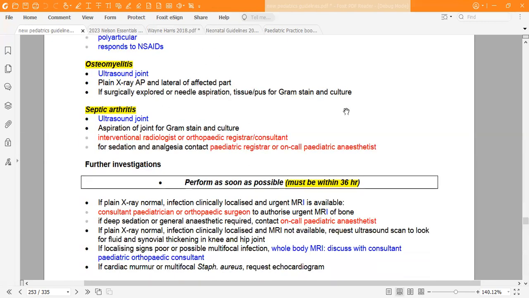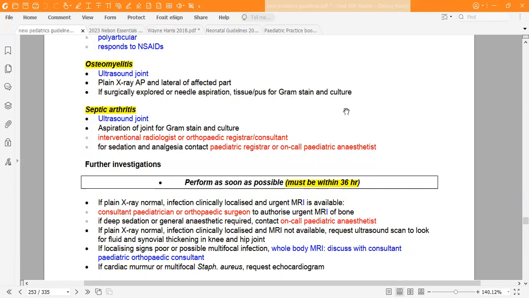Septic arthritis: for sure, we'll do ultrasound of the joint as well, and aspiration of the joint for gram stain and culture, by an interventional radiologist or orthopedic registrar or consultant. So who is going to do the aspiration of the joint? It's not me, it's not you. It's going to be the interventional radiologist or the orthopedic registrar or the consultant.